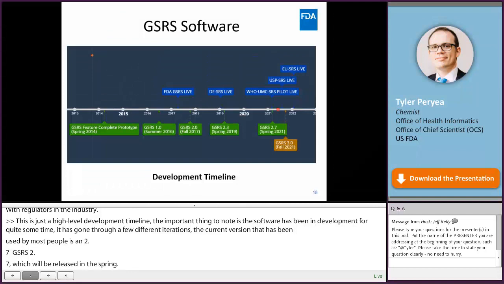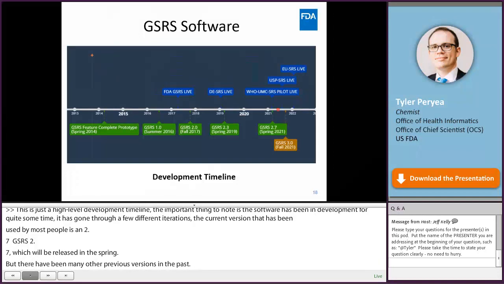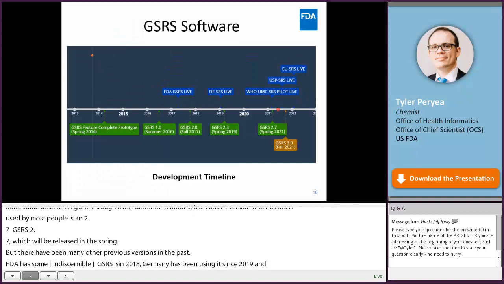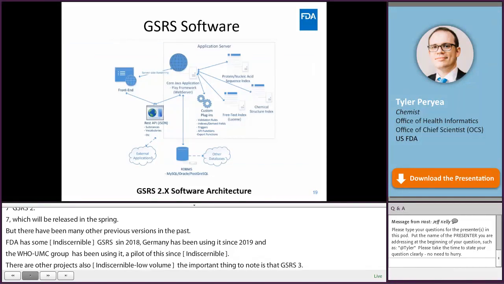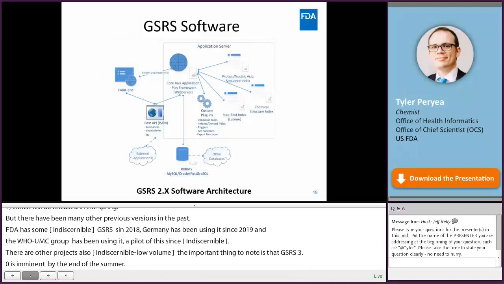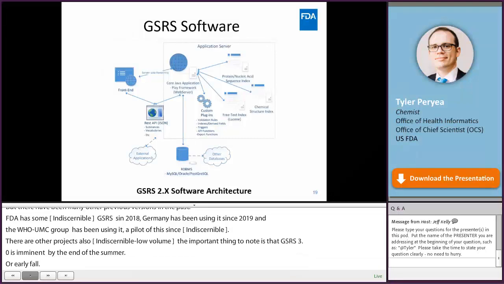FDA has used some version of the GSRS database since early 2017. Germany has been using it since 2019, and the WHO UMC group has been using a pilot of this since early this year. There are other projects also going forward along this way. The important thing to note is that GSRS 3.0 is imminent, by the end of this summer or early fall. So it's worth talking a little bit about the software architecture of these tools.